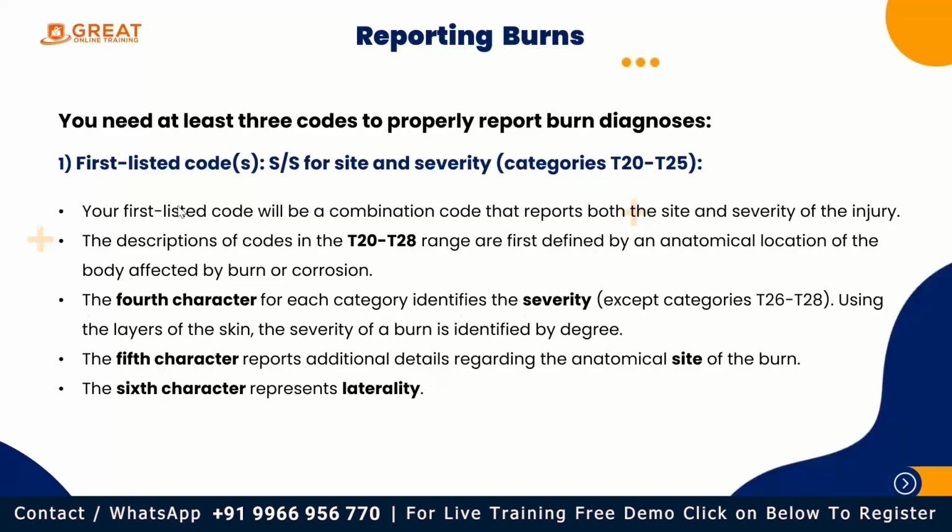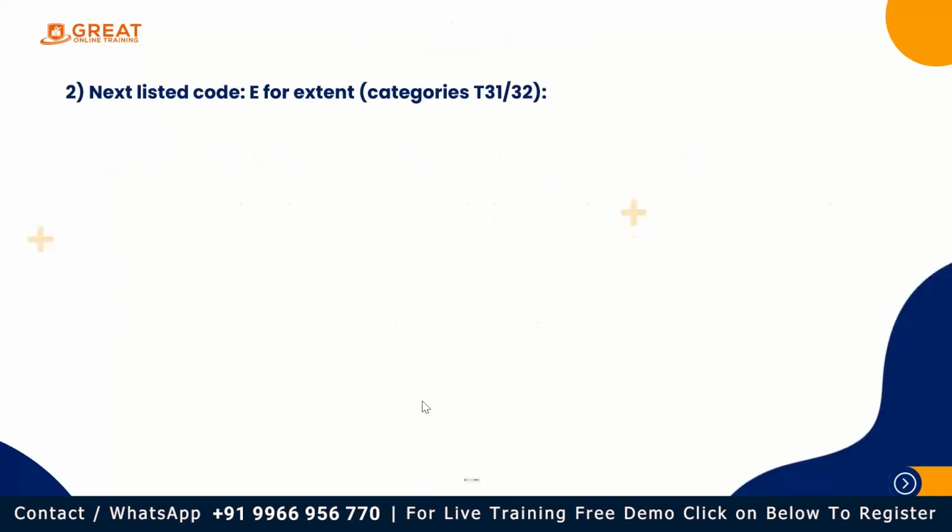So this is about your first code, which you need to assign first. The first 3 characters depend on anatomical location. Then the fourth character identifies severity or degree of burn, except for categories T26 to T28, which are for eye and internal organs. The fifth character is for additional details regarding anatomical site, and the sixth character is for laterality. And the seventh character is obviously A, D or S.